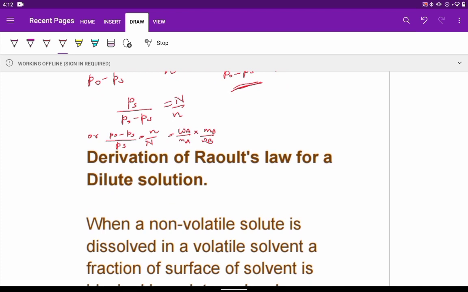So I hope till here all of you understood. Next is derivation of Raoult's law for a dilute solution.